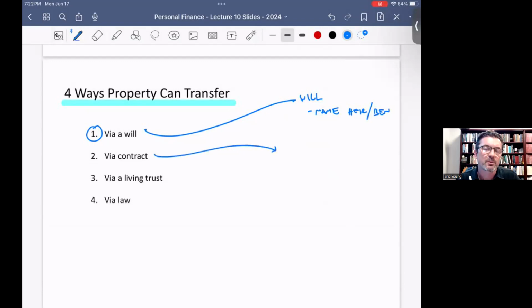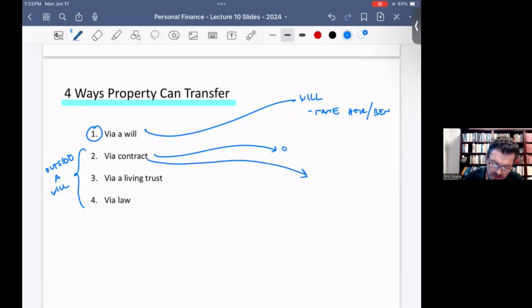Another way that you can transfer property, however, is outside of a will. So think of it this way. You can transfer property with a will, and then there are other ways to transfer property, what we can say, outside a will. One way to transfer property outside of a will is via contract. Now, what this means is if there's contractual forms set up, you can actually transfer property through contract and not through will. In the real world, this basically comes down to two different ways.